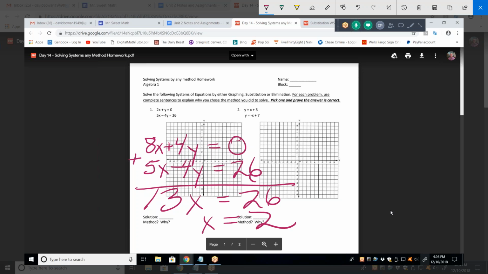Now, in order to solve for y, I go back and pick either equation. What I always pick is the simplest one. What's the simplest one? The top one. Okay. Plug in 2 for x, solve for y. What do you get? Would it be y equals -4? Correct.